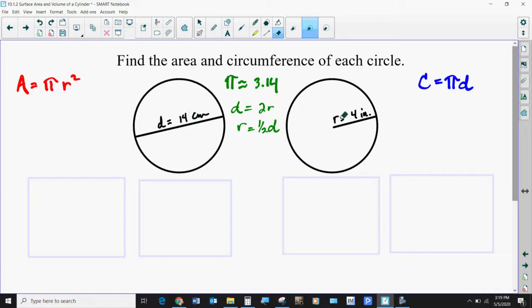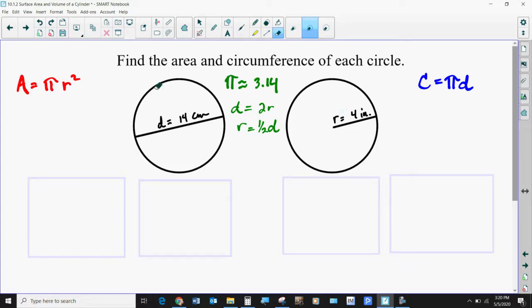So if I were to take these two circles, one of them gives us the diameter, the other one gives us the radius, but technically we know what the diameter and radius is of each one, because the diameter is that measure that goes all the way across the circle going through the center point, and the radius starts at the center point and goes to the end of the circle. The radius is always 1/2 of whatever the diameter is. So this circle with a diameter of 14 centimeters will have a radius of 7 centimeters. This circle with a radius of 4 inches will have a diameter of 8 inches.